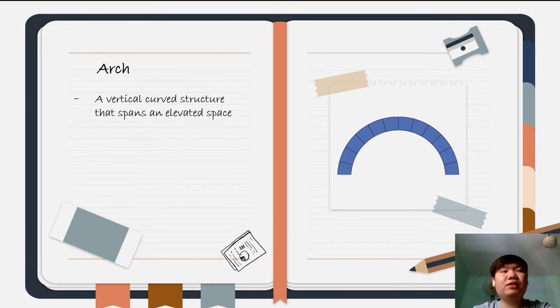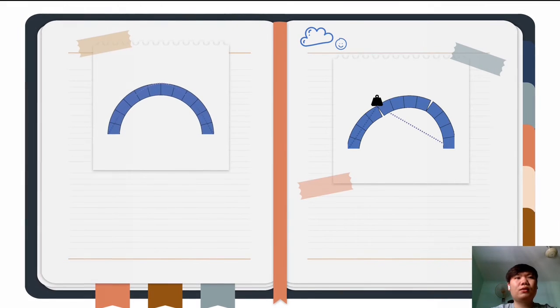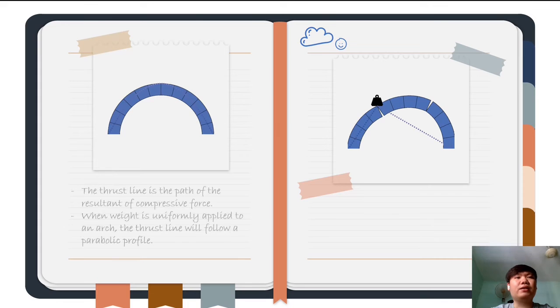An arch is a vertical curved structure that spans an elevated space, and it may or may not support the weight above it. When an arch is at rest, there exists a thrust line, where the thrust line is the path of the resultant of compressive force. When weight is uniformly applied to an arch, the thrust line will follow a parabolic profile.